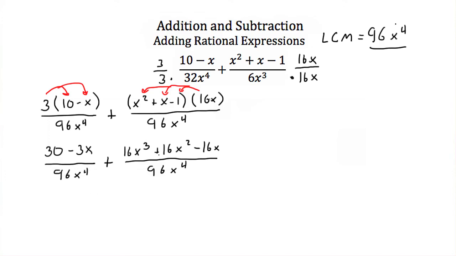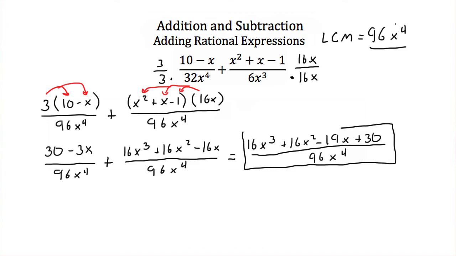Okay, so now we have two rational expressions with the same denominator, and we're going to add them just like fractions. So since they have the same denominator, we can just add across. This is going to turn into 16x cubed plus 16x squared. Now we have a negative 16x and a negative 3x, so this is going to be negative 19x. And then plus 30, and this is all over 96x to the fourth. This would be our solution.